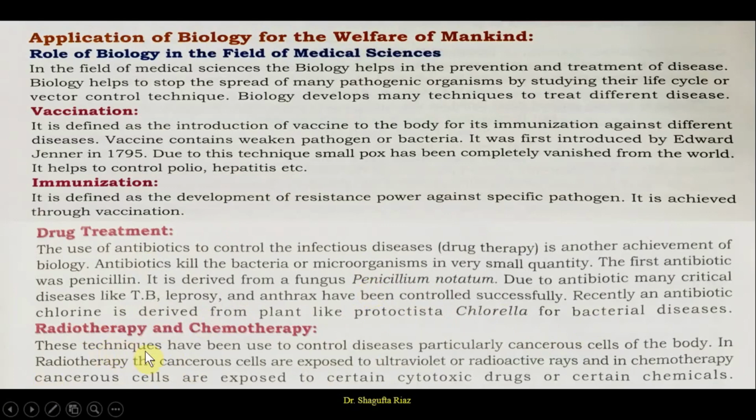Another very important techniques that help mankind are radiotherapy and chemotherapy. These two techniques are used to cure the cancerous cells in the body, right? In radiotherapy, basically the cancerous cells are exposed to ultraviolet or radioactive rays, while in chemotherapy the cancerous cells are exposed to certain cytotoxic drugs, which are composed of chemicals. They help to kill the cancerous cells of the body.